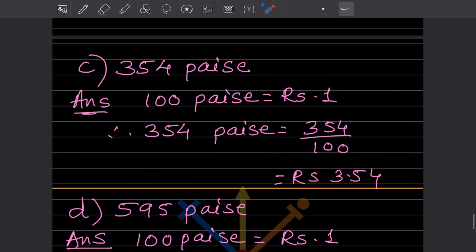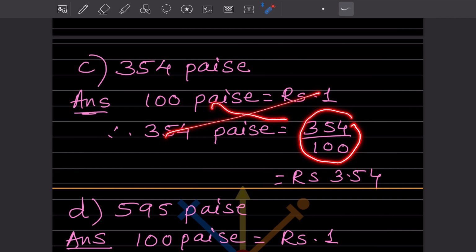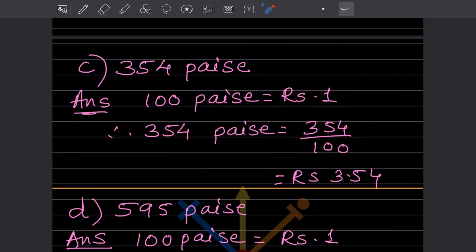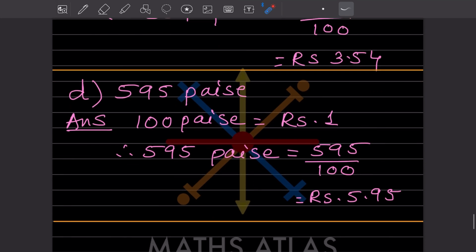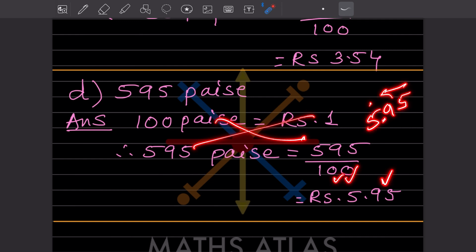Now again here, for this 100 paise is 1 rupee, 354 paise will be 354 divided by 100. Cross multiply. So again you will write here two zeros, right? So you will write this numerator, whatever the number is, and you will go backwards 2, that will be 3.54. Because there are two zeros means 2 backward. 1 zero means you will go backwards 1. So this is the answer. 595 paise. Same you will do. Cross multiplication. So now look at these two zeros. 595 means backwards 2, 5.95.